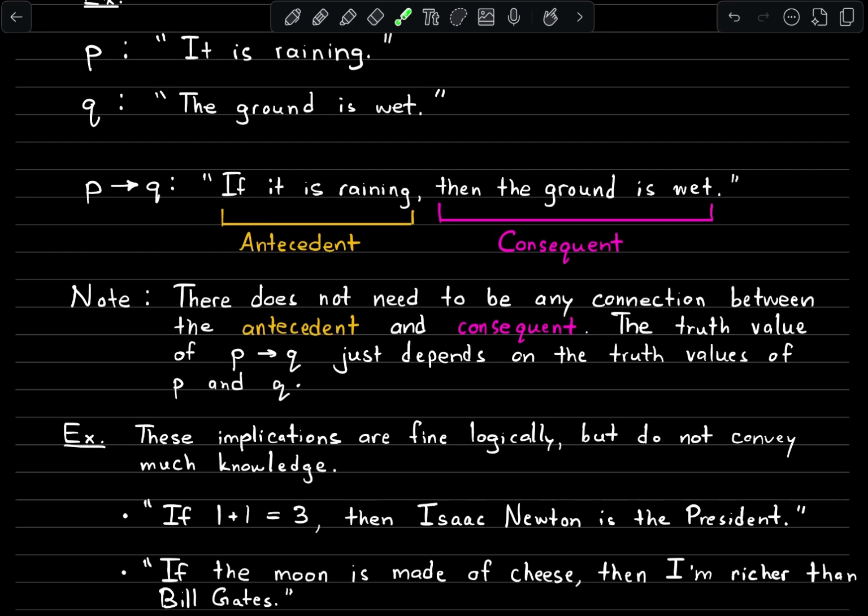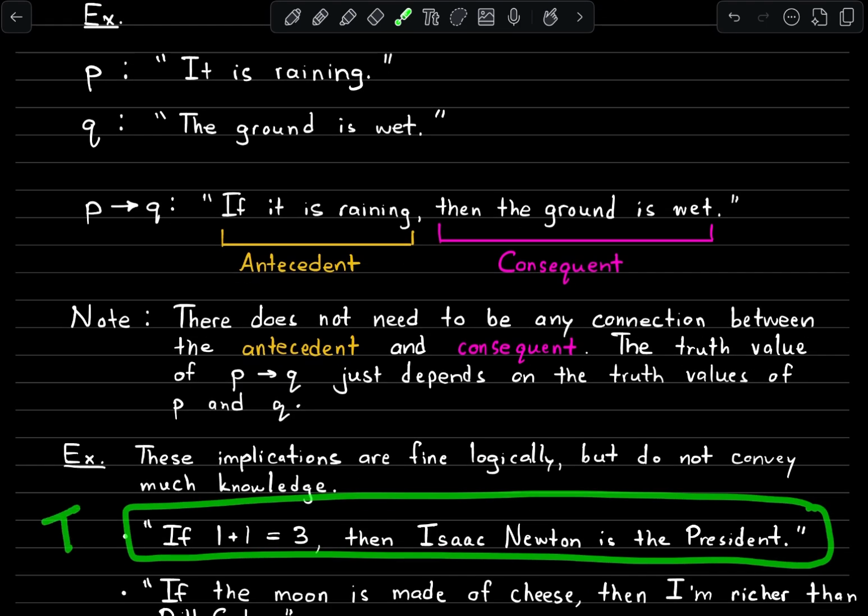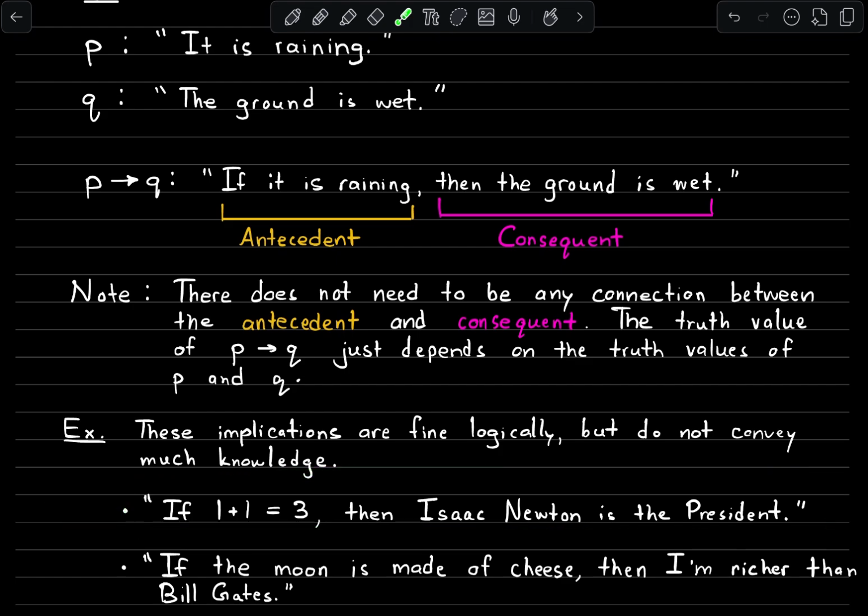So here are two examples. The first one says, if 1 plus 1 equals 3, which it doesn't, it's false, then Isaac Newton is the president, which is also false. And yet, this entire statement, if you go back to our table, has a truth value of true. So this is actually a true statement. Okay, hold on to that thought for a second.